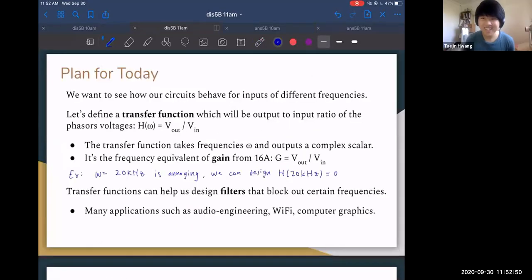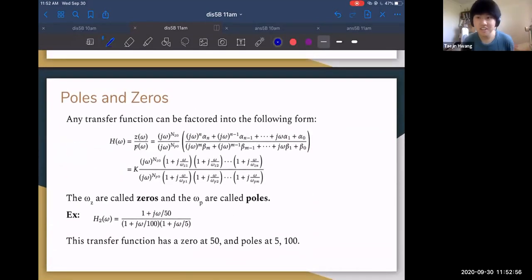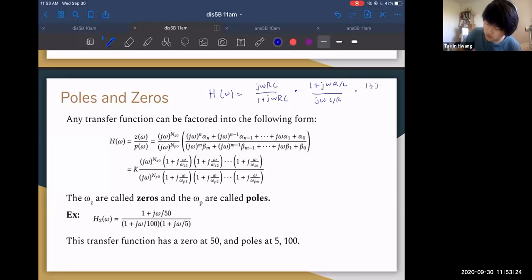I think we'll go over it in slide form, which is a bit less intimidating. So any transfer function, really, the example we had earlier was much simpler. It was something of the form j omega RC all over 1 plus j omega RC. But let's say we added a couple of other terms. Let's add a 1 plus j omega R over L over j omega L over R, something like that. And then let's add a 1 plus j times C all over 1 plus j times LC.